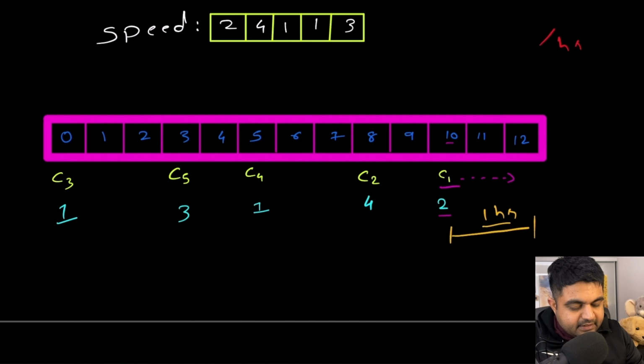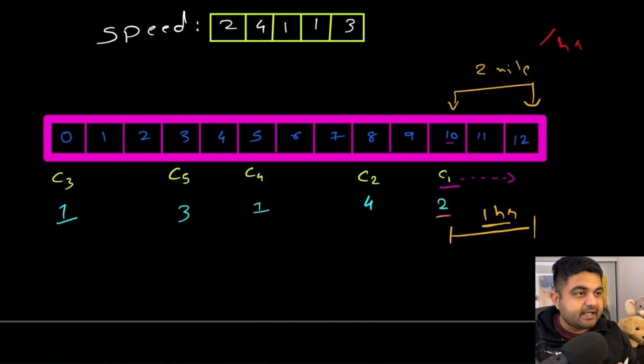Because we calculated the distance from the current position to the final destination we are trying to reach, which is 2 miles, and its speed is also 2 miles. So we can easily calculate the time that it takes to reach the destination. Now for this C2, subsequently, this C2 would also reach the destination in just 1 hour.